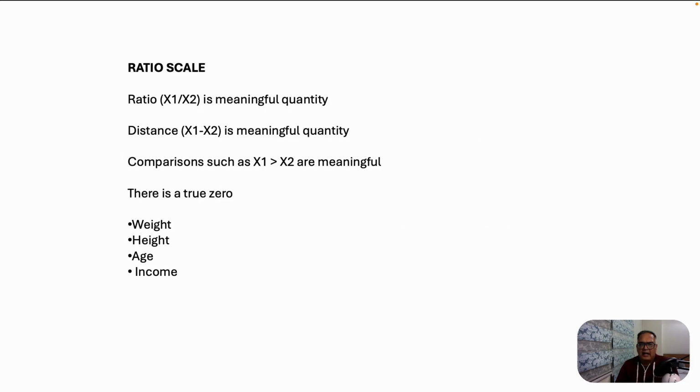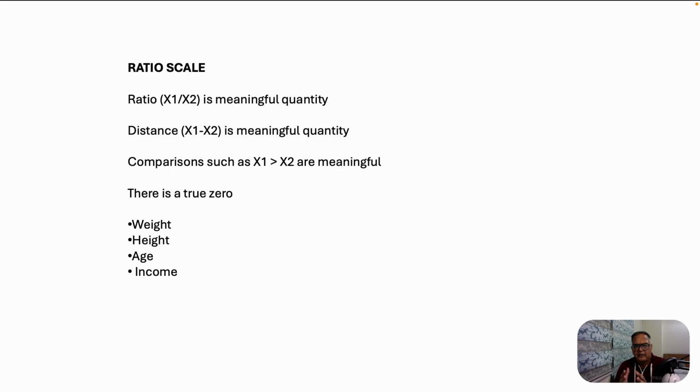At the highest level, we have the ratio scale, and the ratio scale has three important properties. Essentially there are four, but these are the three important properties that you need to look at. Number one, the ratio of the values in this variable is a meaningful quantity. That means if you divide one value by another, you get a meaningful quantity: one value is twice another, one value is thrice another, one value is half of another.